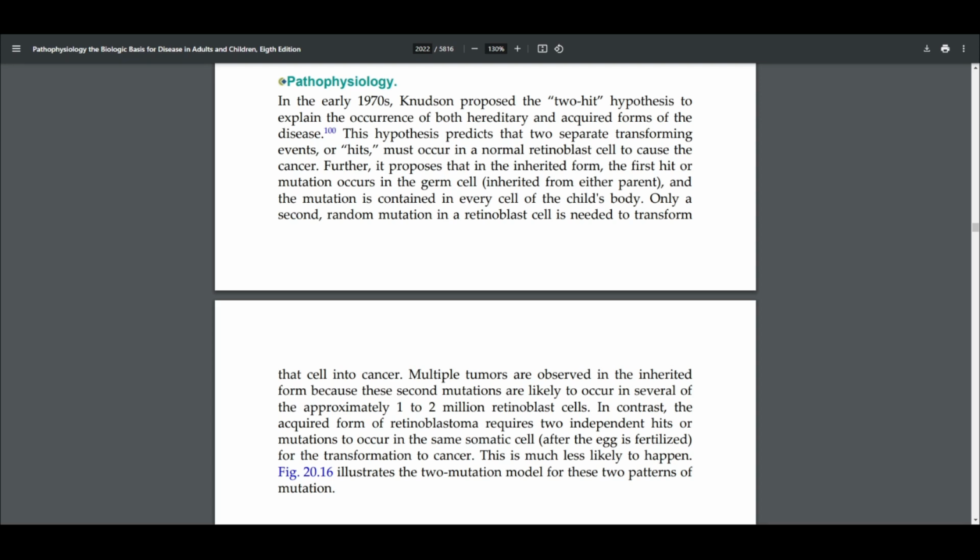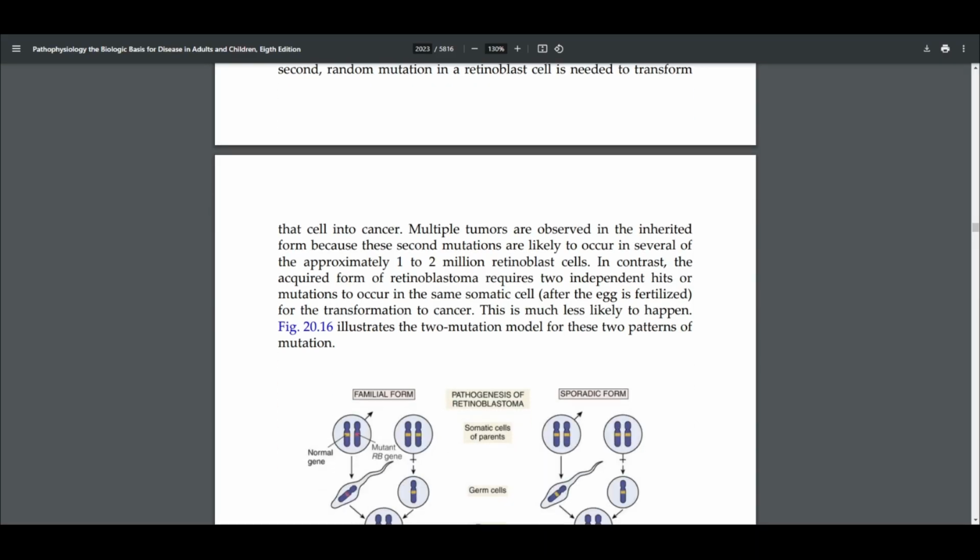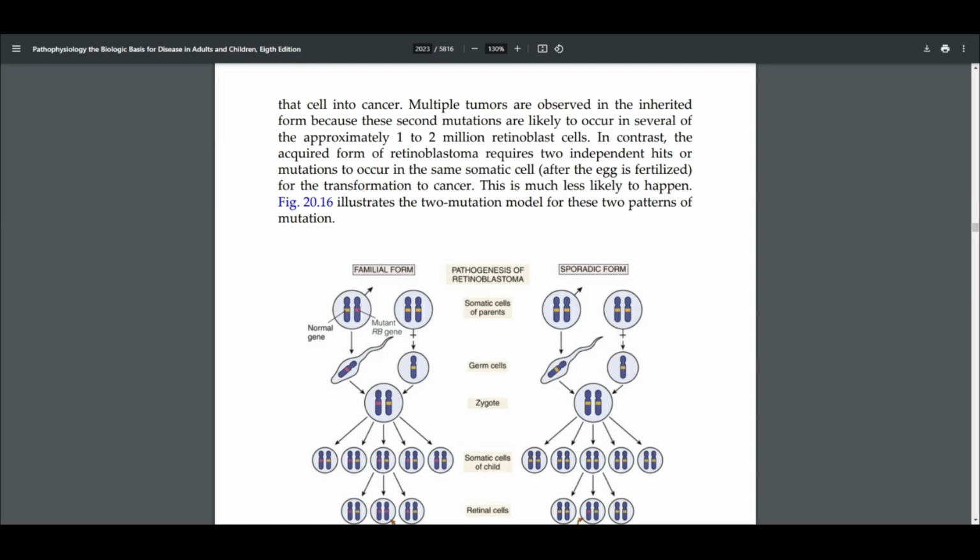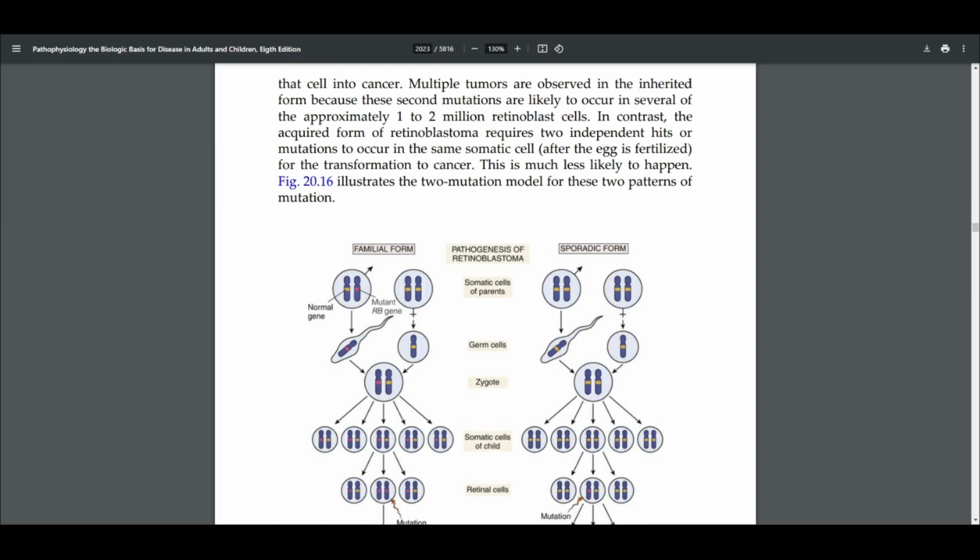The first hit or mutation occurs in the germ cell, and the mutation is contained in every cell of the child's body. Only a second, random mutation in the retinoblast cell is needed to transform that cell into cancer. Multiple tumors are observed in the inherited form because the second mutation is likely to occur in several of the approximately 1 to 2 million retinoblast cells.